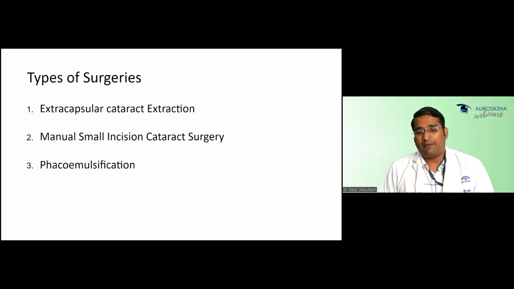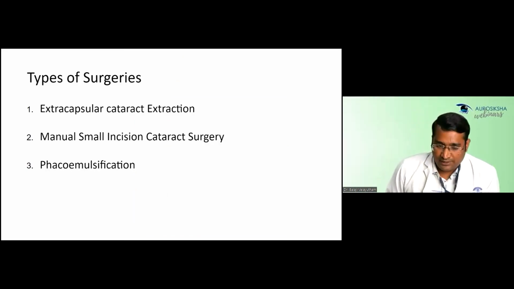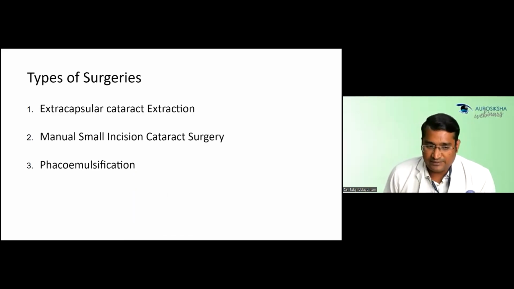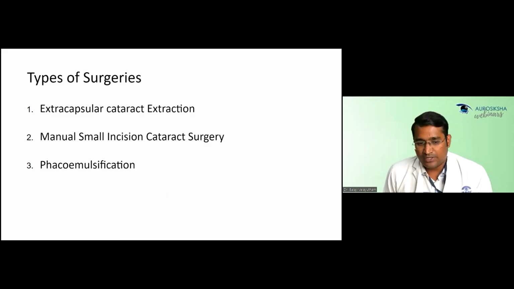Now coming to the types of surgeries. Now this is going to be very interesting. So we know the common three types: extracapsular cataract extraction, manual small incision cataract surgery, and phacoemulsification. While in extracapsular cataract extraction we'll have to suture the wound, in the next two procedures we don't suture the wound as a routine.